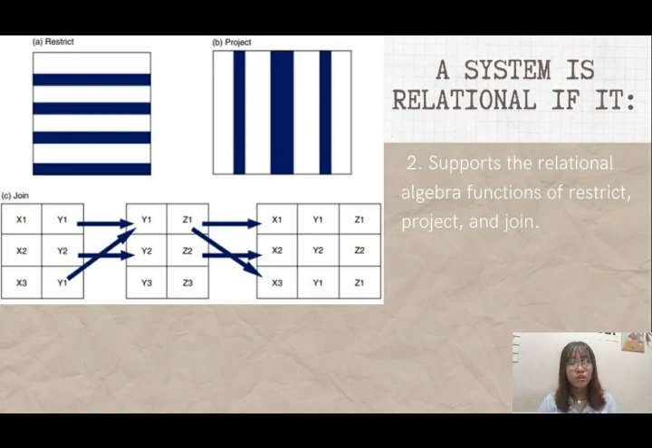Second, it must support the relational algebra functions of restrict, project, and join. First is restrict. It extracts specified rows from a specific table, which creates a virtual table that is a subset of the original table. Second is project, which extracts specified attributes, which also creates a virtual table from the original table. Last is join, which builds a new physical table from two tables consisting of all concatenated pairs of rows from each table.